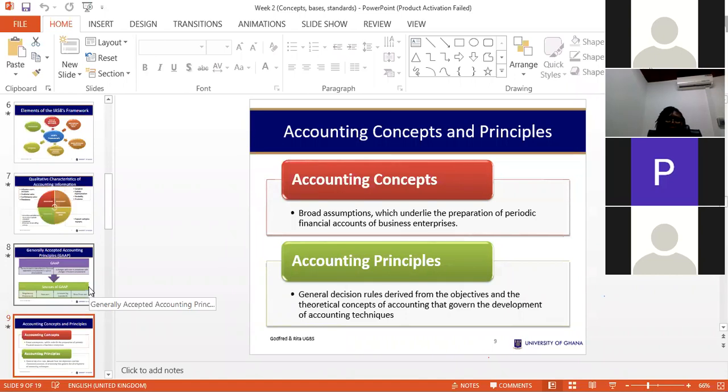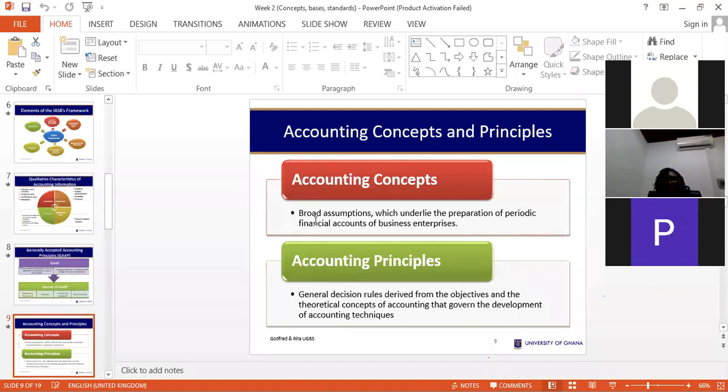So the generally accepted principle is the general one, the embodiment. Under that, we have the accounting concepts. Now, the concepts are broad assumptions. Like in economics, where we always say we are holding all other things constant, then you can determine your demand and supply.